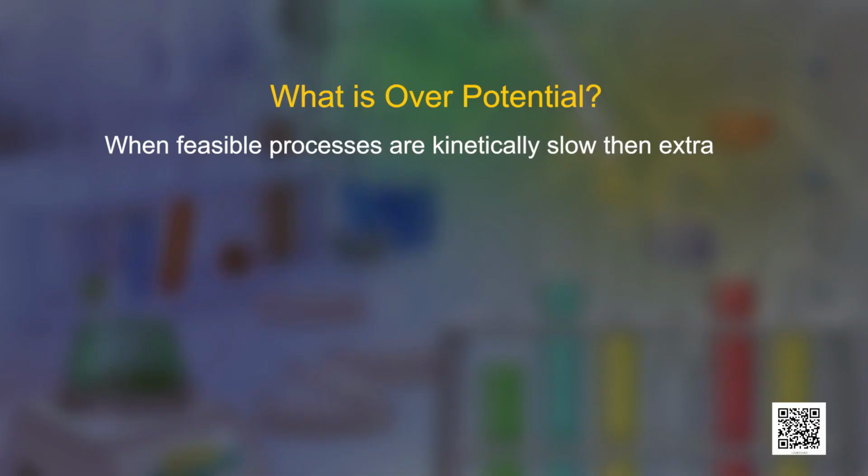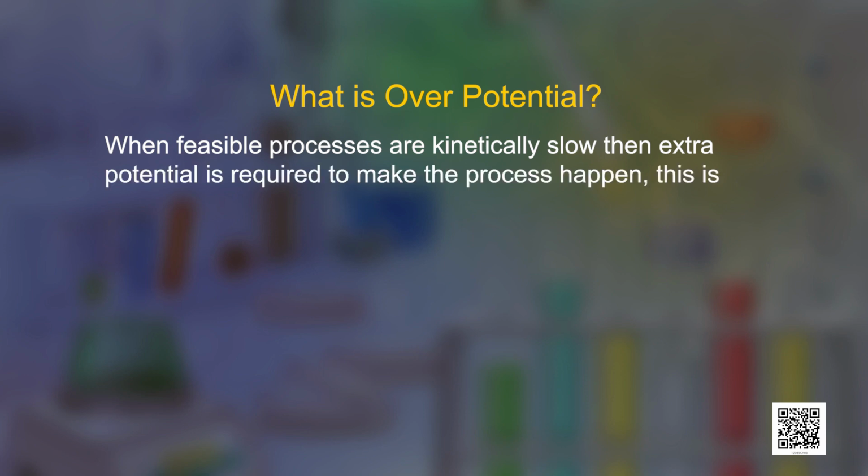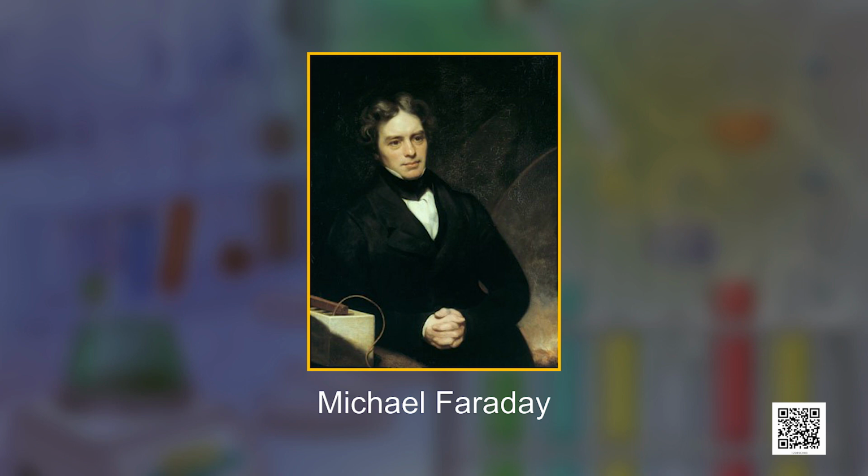What is overpotential? When feasible processes are kinetically slow, extra potential is required to make the process happen, and this is called overpotential. The quantitative aspect of electrolysis was first described by an English scientist, Michael Faraday, during 1833 and 1834. The relation between the quantity of charge passed through an electrolyte and the amount of the substance deposited at the electrodes forms the basis of two important laws known as Faraday's laws of electrolysis.